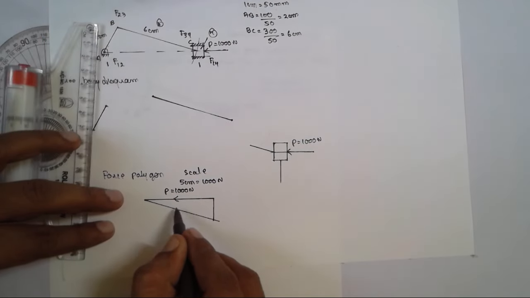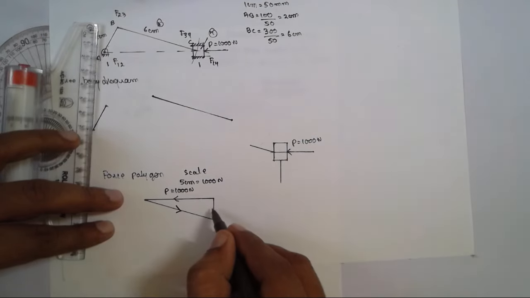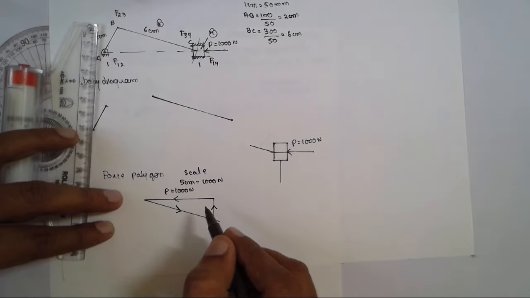If the arrow is here, the next arrow will be this side. The next arrow will be upward. It should be a closed loop.